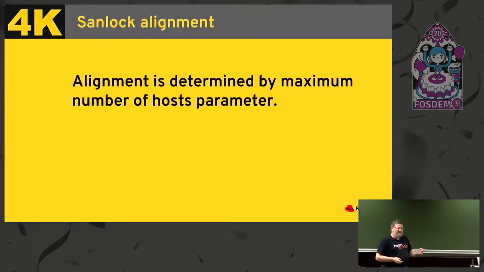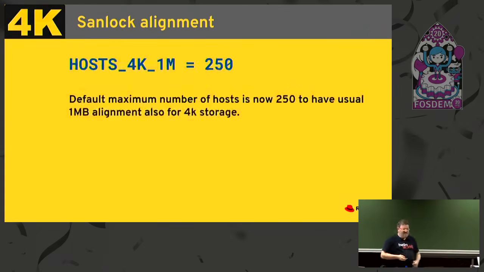Another thing that you have to compute is alignment. In the past, alignment was always 1 megabyte. It's the alignment used by sanlock. Now it depends on the block size, and we compute it by the number of hosts requested by the user. The default is 250. If you use older storage with a smaller block size, we use the sanlock default value of 2000.